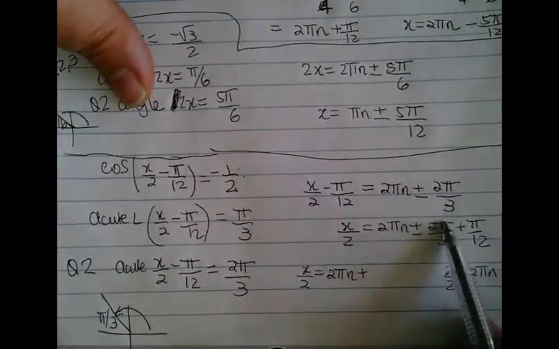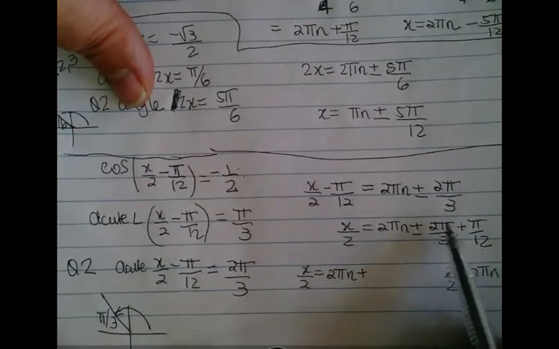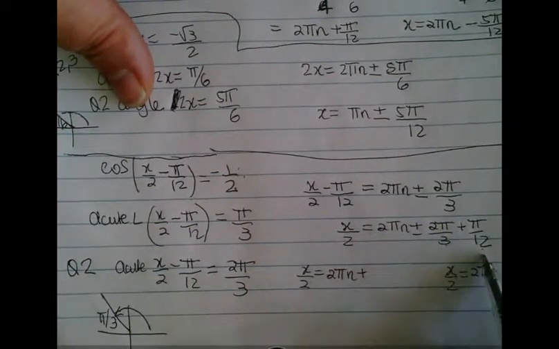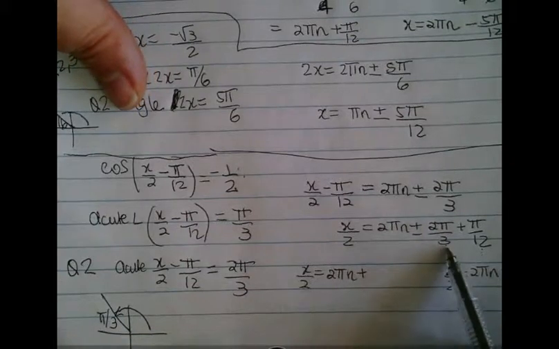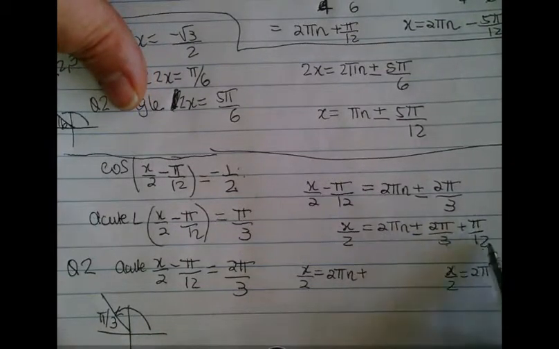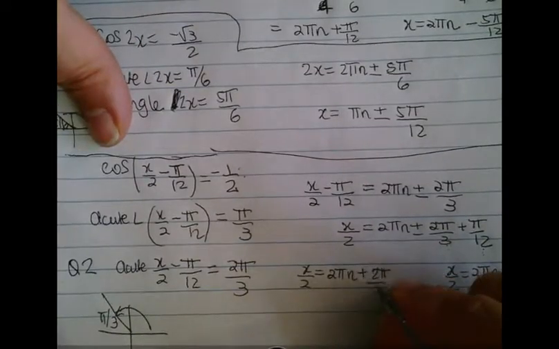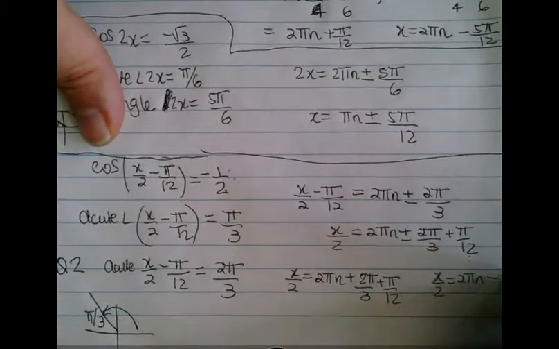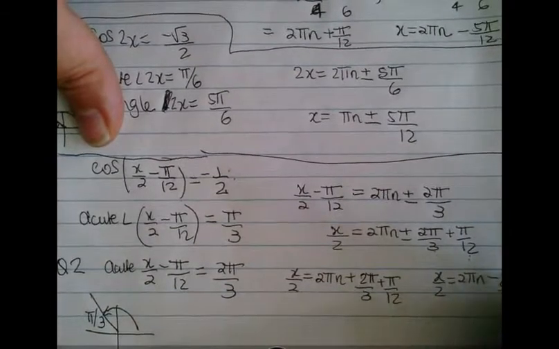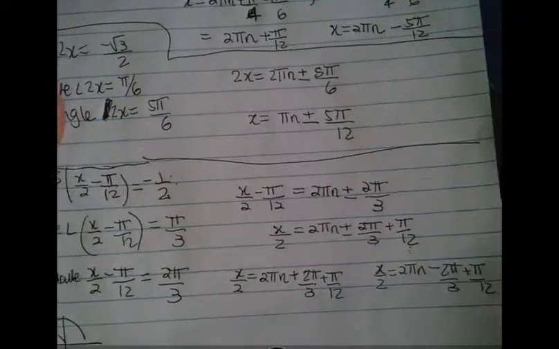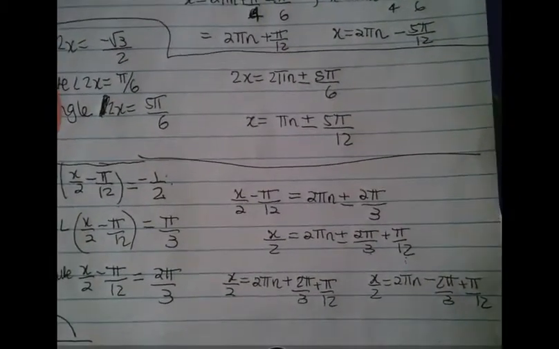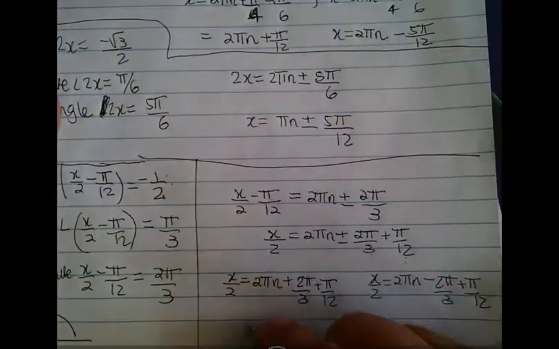So plus 2 pi on 3 plus pi on 12, what's that? 2/3 plus 1/12. What's 2/3 as 12ths? 8/12 plus 1/12, that's 9/12. So you've got to work them out separately. Are we okay with that? Anyone got it?